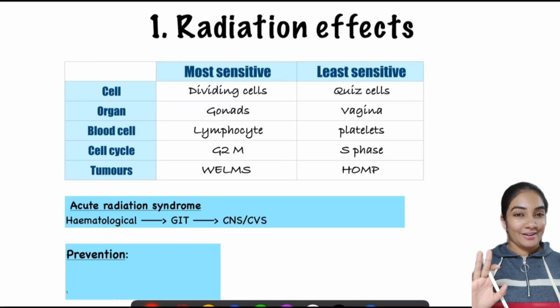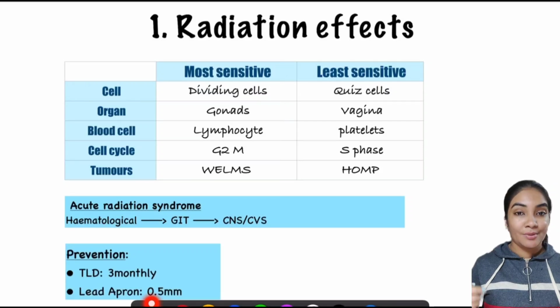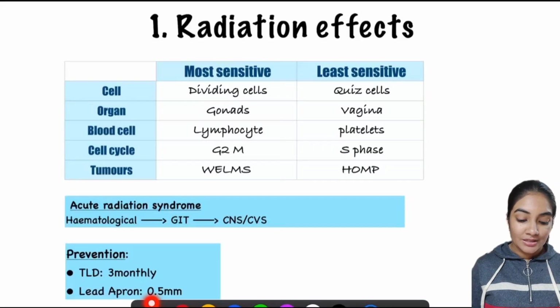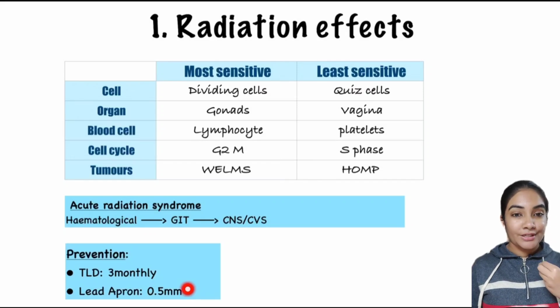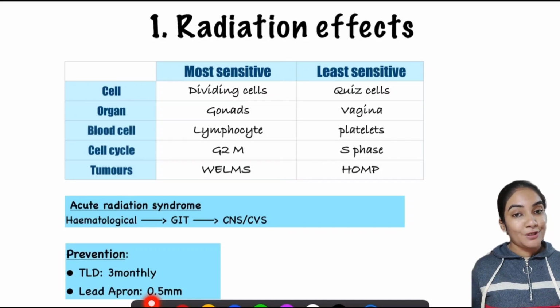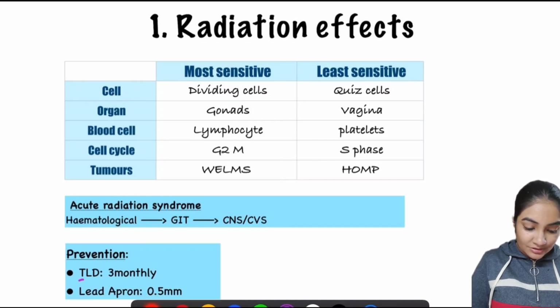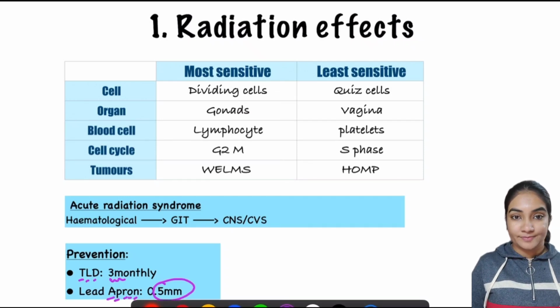So that doesn't happen. We have ways to prevent it, like we wear the lead apron. Here the minimum thickness of the lead apron should be 0.5 mm, and to monitor the amount of radiation crossing the apron, we use the TLD, that is thermoluminescent disc, and we check the reports every 3 monthly. So basically 3 letters, 3 monthly, apron has 5 letters, 0.5 mm.